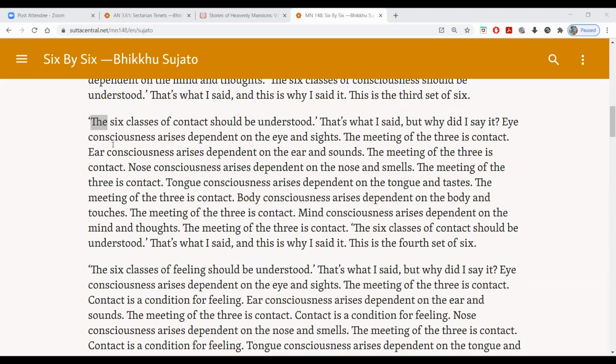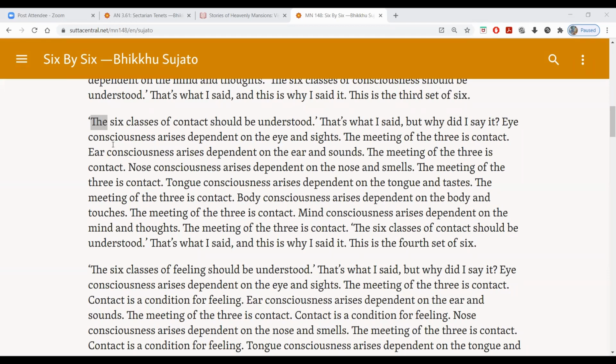Okay, so then we go to the third one. What is the meaning of nose contact? Nose consciousness arises dependent on the nose and smells. The meeting of the three is contact or nose contact. So then we know nose is impermanent, smells are impermanent. Definitely, then the consciousness is impermanent because it arises dependent on those two things.